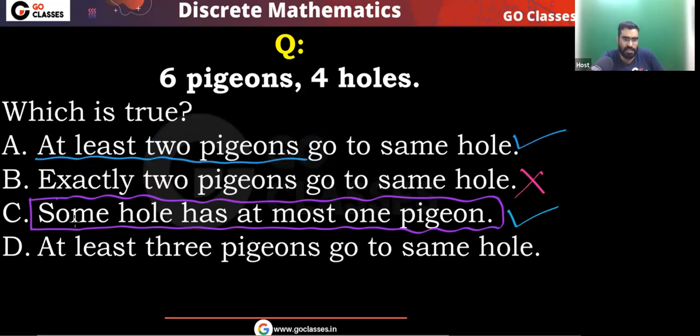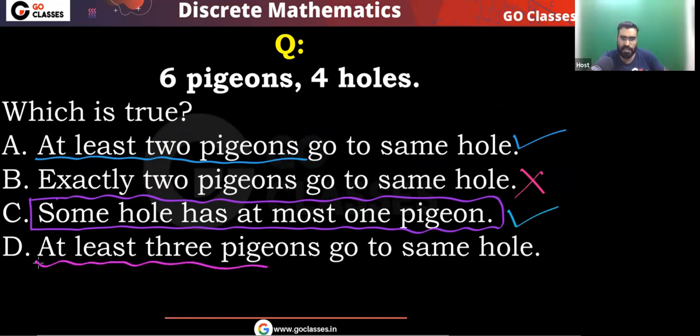Can you prevent option C? Can you stop option C from happening? You cannot stop option C from happening. So can I say option C is guaranteed? Yes, option C is also guaranteed. There is a guarantee that option C will happen.